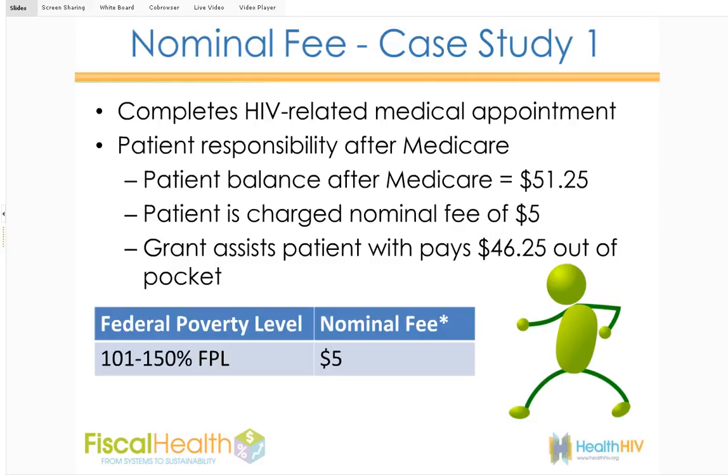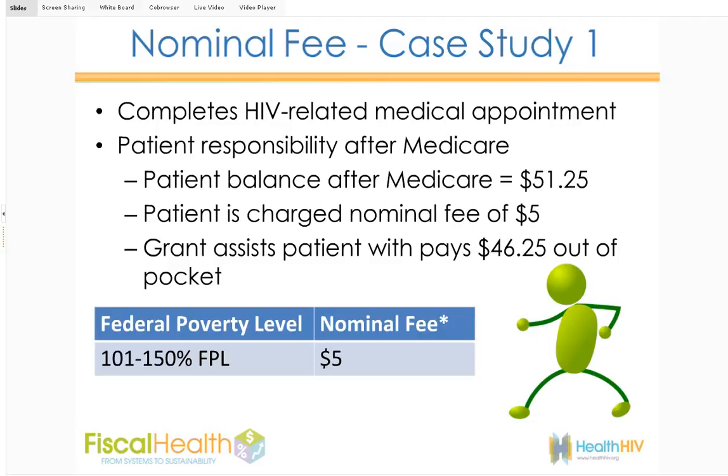And so I think that's the important thing, is that there's a difference between helping a patient with their responsibility and balance billing. When you look at charging a nominal fee or charging a percentage, you're really looking at what the patient would be responsible for out of pocket if the grant did not exist. That could be a co-insurance, that could be a co-payment if the patient has insurance, or if the patient did not have insurance, that would be a discount on the full charge.